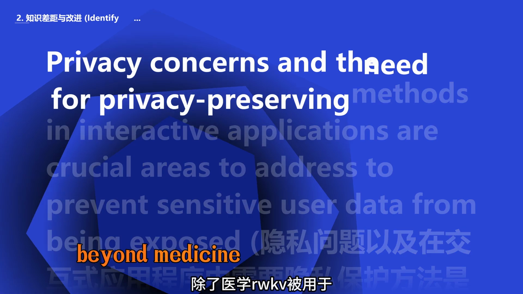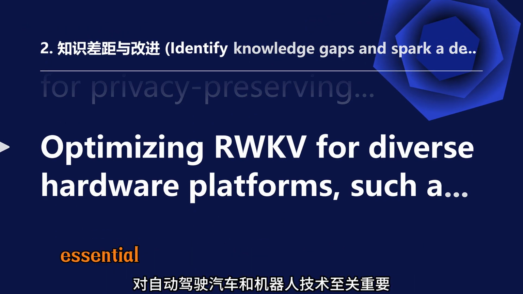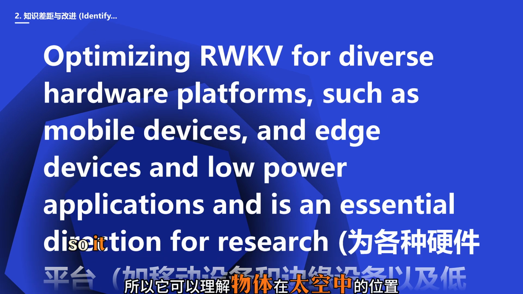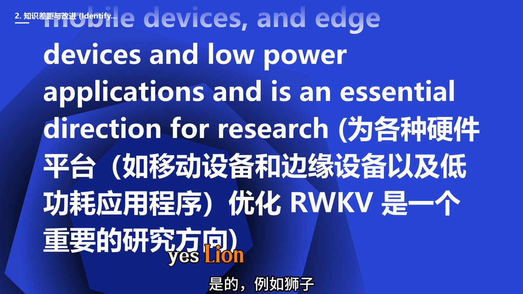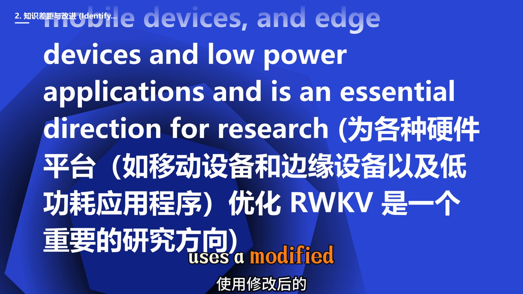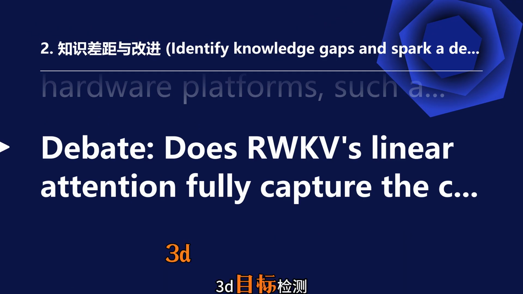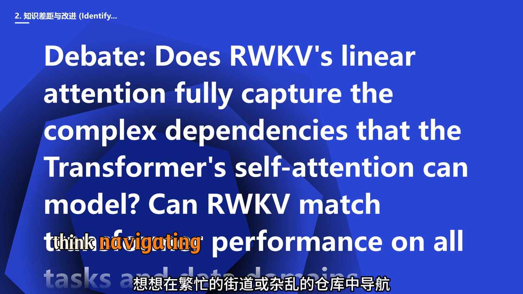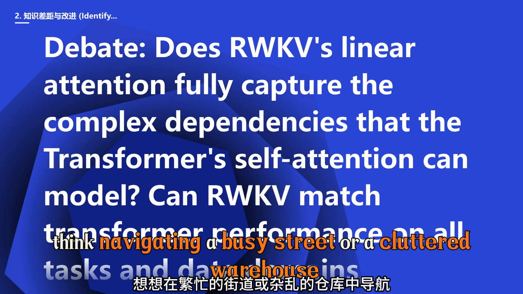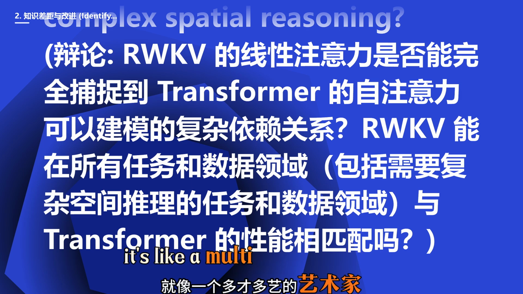Beyond medicine, RWKV is being used for 3D object detection, essential for self-driving cars and robotics. So it can understand where objects are in space and how they relate to each other. Yes, Lion, for example, uses a modified RWKV architecture to achieve highly accurate 3D object detection even in challenging conditions. Think navigating a busy street or a cluttered warehouse. It's mind-blowing how RWKV can handle such diverse tasks. It is. From text to images, it's like a multi-talented artist.